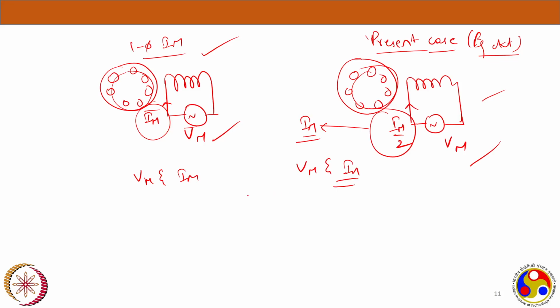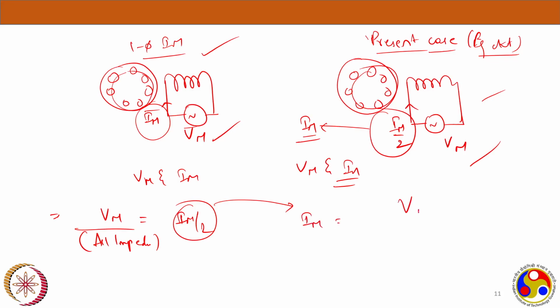So what can we do to make this current double? Any idea how we can double this particular current? Simple. In the entire circuit, we have impedances. Whatever current it is having is because of voltage and all the impedances. So the voltage divided by all impedances is giving a current of Im by 2. Now I want to change this current to twice. So to make it Im, the voltage will remain the same.